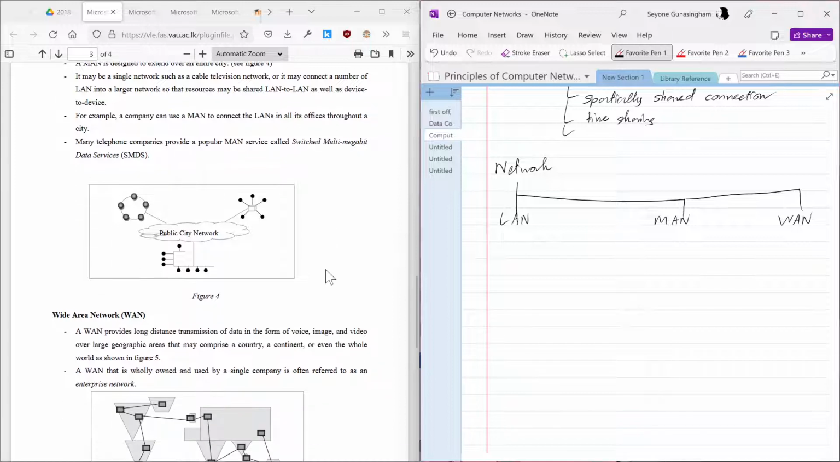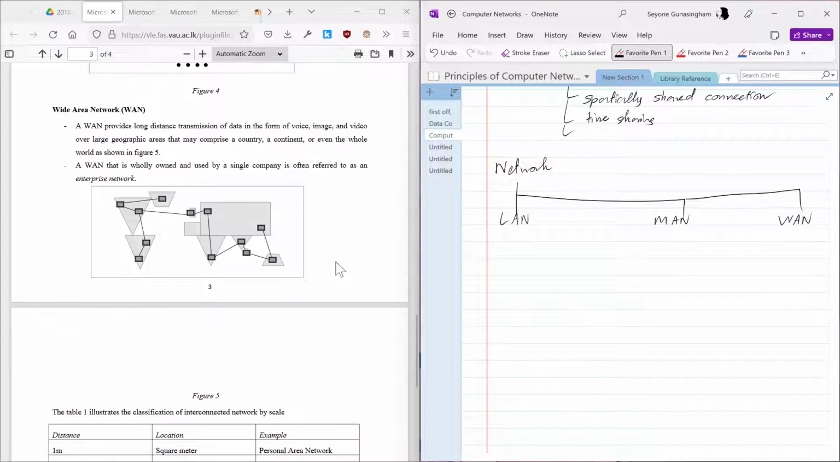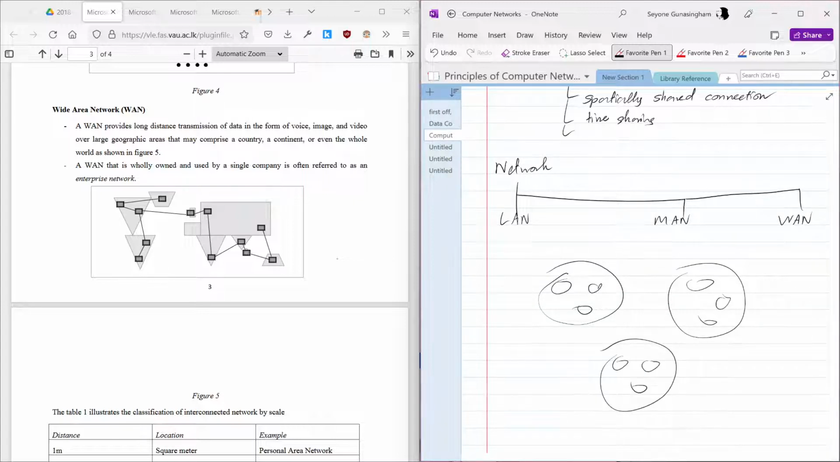LAN to LAN, yep. Basically consider it a connection of LANs. Then we have our WAN, the WAN show. WAN is basically the internet. If you take a bunch of LANs and connect them together, you get a MAN, and you connect a bunch of MANs together and you get a WAN, which is basically a connection of connections, a network of networks.